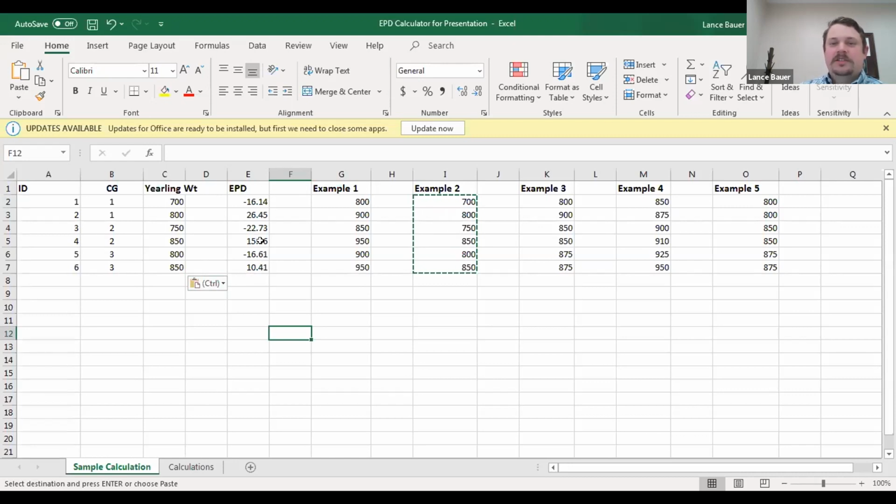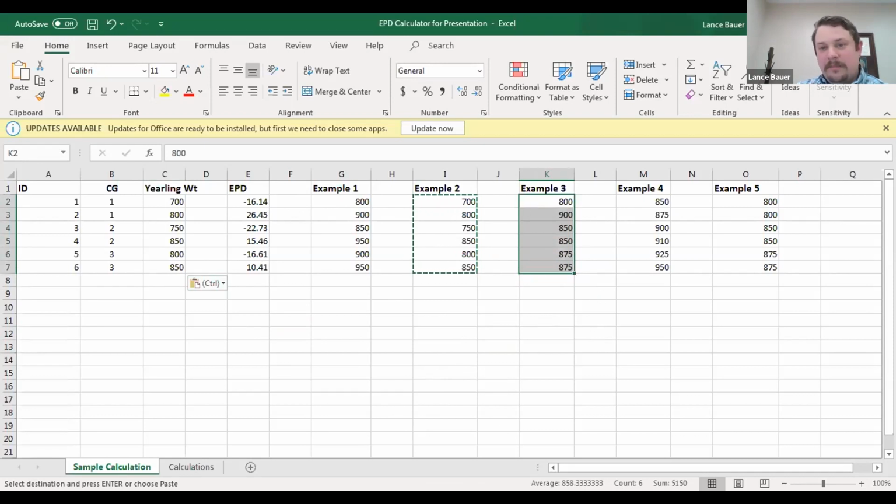Those EPDs are the same whether we recorded a 900-pound yearling weight and an 800-pound, or an 800-pound and a 700-pound. And that can change, and it varies. You know, the bigger your contemporary group, the more differences you can have, and so you'll see more variation in the EPDs. This is an extremely simple example of EPDs.